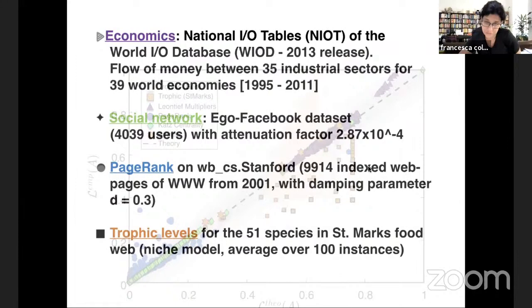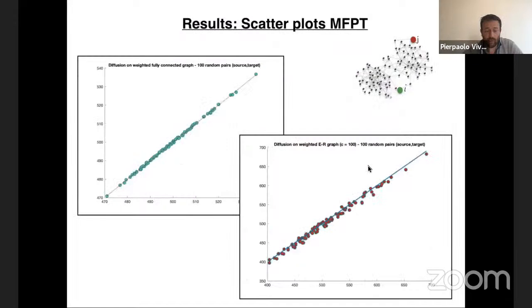Here I put where the data are taken from. And here I have results for the scatter plot of mean first passage time on weighted fully connected graphs and weighted Erdős-Rényi graphs away from the high sparsity regime. And again, our approximate formula compares very well with exact inversion of the identity minus transition matrix for the random walk on this kind of networks, without the need of knowing precisely the topology and the dynamical rules that the random walk is following in going from I to J.